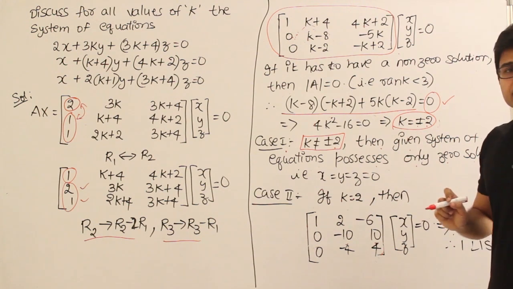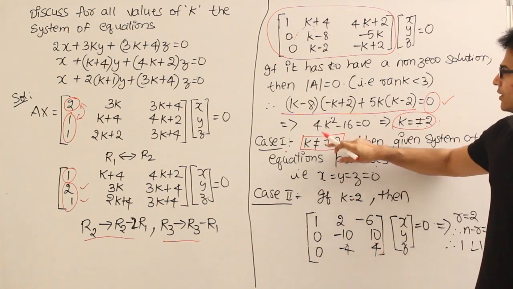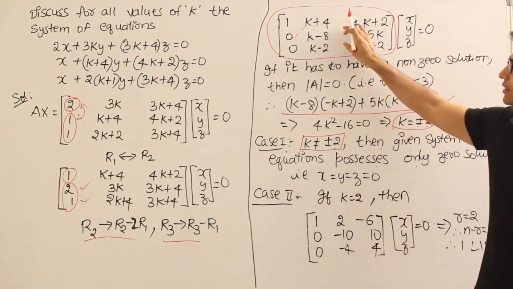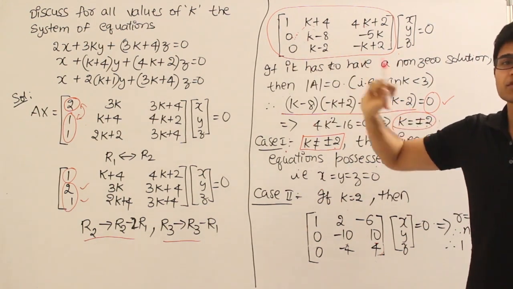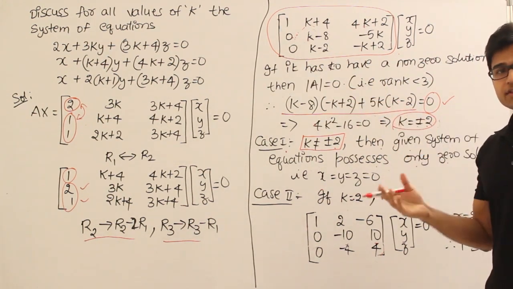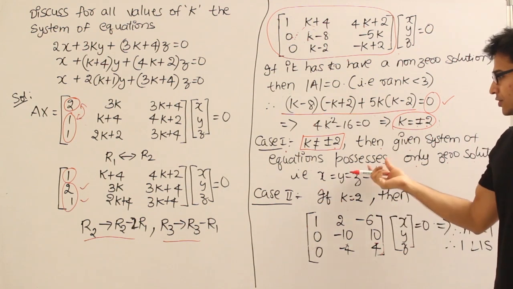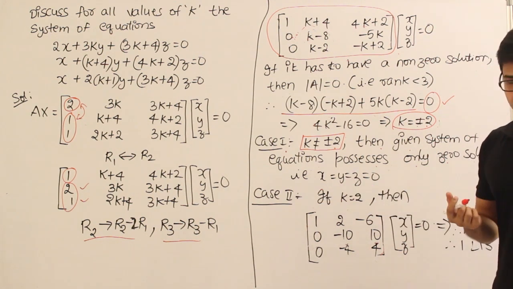What could be the reason for this? Just now I told you, the determinant is not equal to 0, which means rank equal to 3, rank equal to the number of unknowns. Whenever rank equals the number of unknowns, there is only a unique solution, which is the zero solution. Got it?